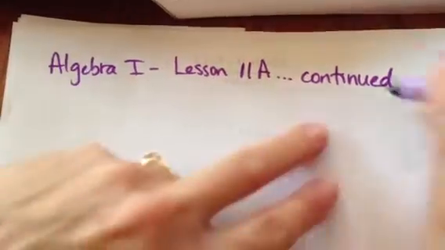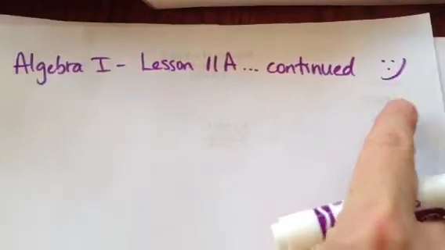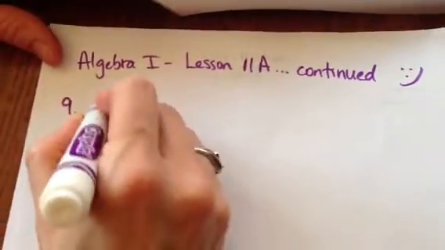On lesson 11A, and this is continued. I got cut short because I was burning my bread. So here we go. This is from 11A, and what I'm going to do is this is number 9, and this is what it tells me.